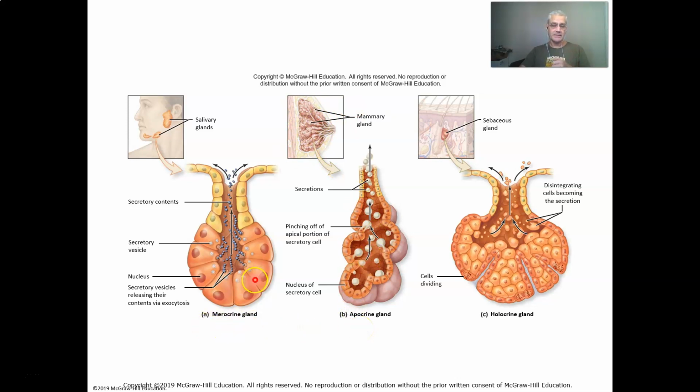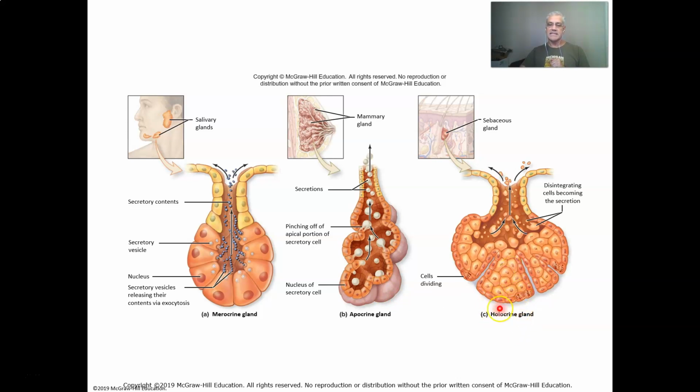In a merocrine gland, the cell itself remains intact. It doesn't change at all. In an apocrine gland, the top part of the cell actually becomes a part of the secretion. The rest of the cell remains behind and makes more of the secreted material. All right. The third kind is called a holocrine gland.